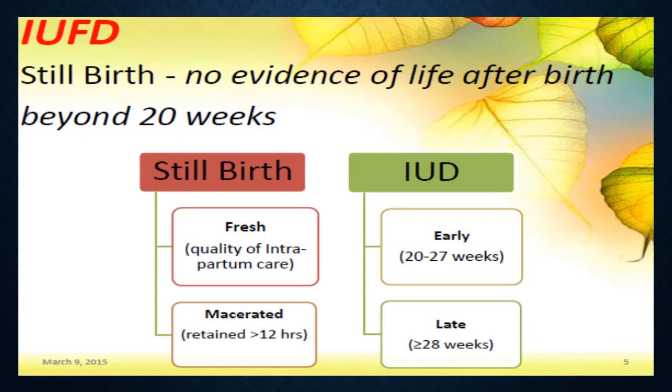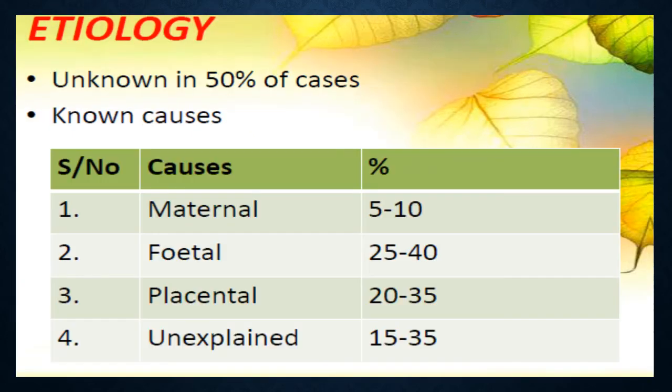But if you use the terminology intrauterine death, it may be early or late. Early is from 20 to 27 weeks. Before 20 weeks, it's abortion or miscarriage, not intrauterine fetal death. But if you use the term late intrauterine fetal death, it means that the baby died after 28 weeks gestation and before delivery.